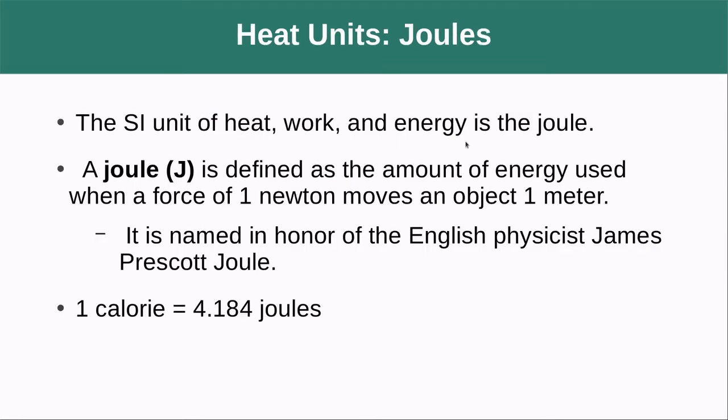In most of our work, we're going to be using the SI unit, which is called the Joule. It is defined as the amount of energy used when a force of 1 Newton moves an object 1 meter. The conversion from calories to joules is 1 calorie equals 4.184 joules. You'll see that number popping up whenever we're working with water, the 4.184 joules number.